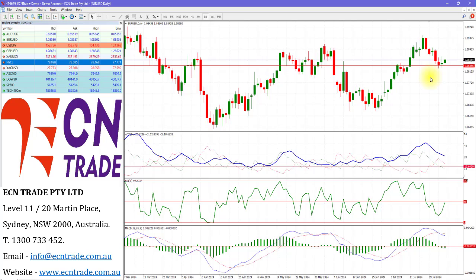Friday's report should provide the US Federal Reserve with crucial evidence for a potential interest rate cut in September. However, some anticipate a rate cut as early as next week, when the US Federal Open Market Committee, the FOMC, begins its two-day policy meeting.